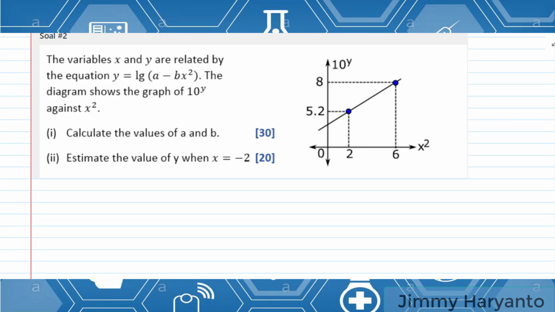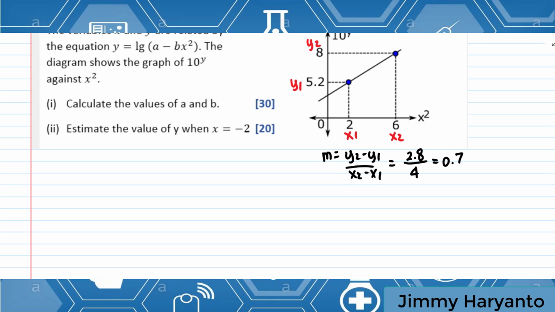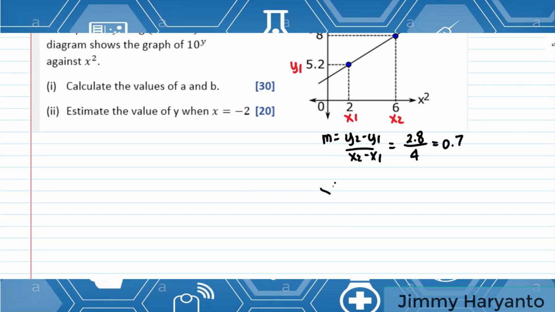Yeah, the gradient is y2 minus y1 over x2 minus x1. Let's try to find the gradient first. Y2 minus y1 over x2 minus x1. This is the y2, and this is y1, this is x2, this is x1. Okay, minus it. Y2 minus y1, 8 minus 5.2, 2.8 over 6 minus 2 is 4, 0.7. The gradient is 0.7, and then you have to find the c.